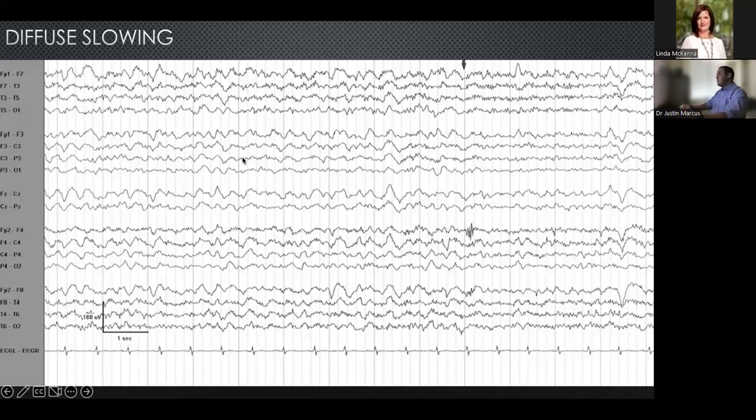As the encephalopathy deepens, the slower waves become more abundant, and they get slower and slower down to the delta range, less than 4 hertz. And deeper and deeper, there might be suppression of cortical activity, burst suppression, these bursts of mixed frequencies followed by suppression, and eventually even just suppression or no activity at all. So that's the general progression.